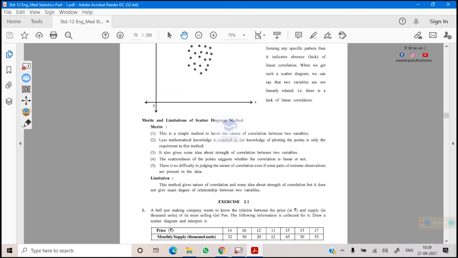It will not say anything about the correlation coefficient. Its exact value cannot be determined. That is the main limitation. This is often asked in your exam: what is the main drawback or limitation of scatter diagram method?